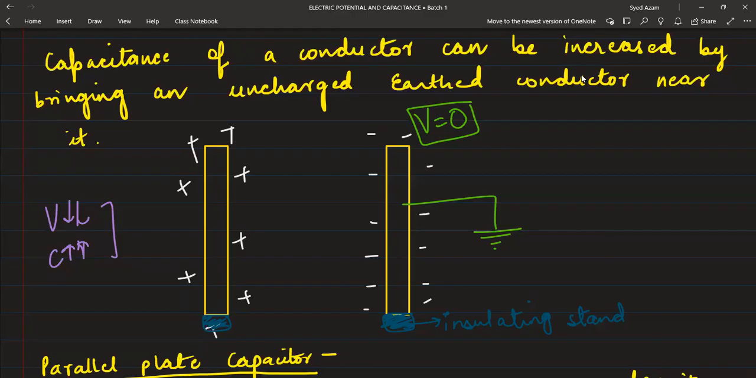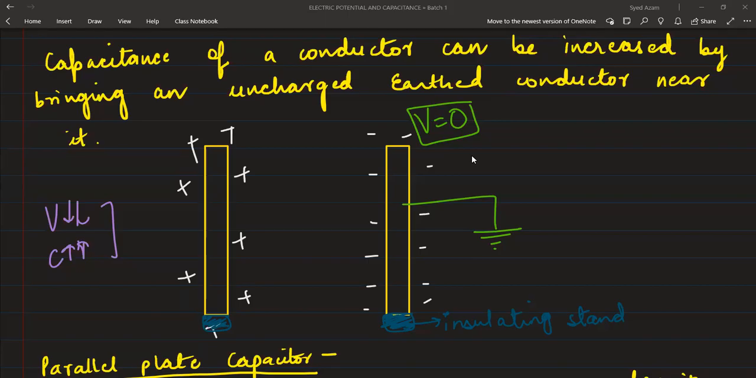Will it increase or decrease? Increase. If potential is decreased, capacitance shall increase because it is inversely proportional to it. So what we do, we bring an uncharged conductor near our main conductor. Why? Because the potential is zero. We earth it. When you do the process of earthing, the potential becomes zero.